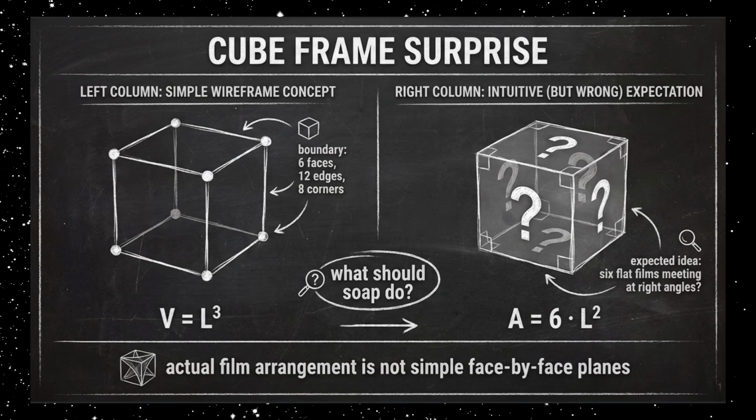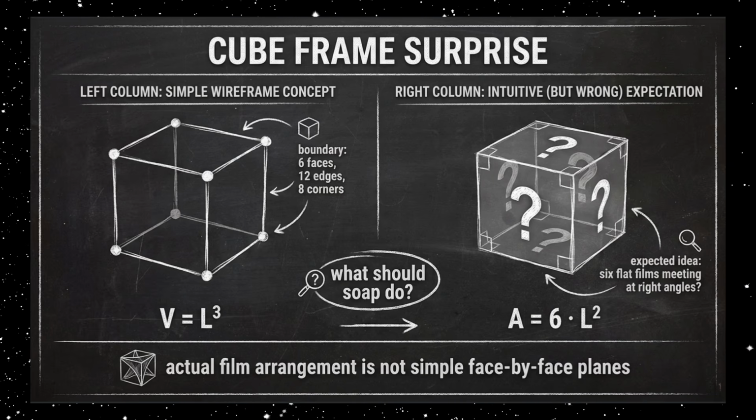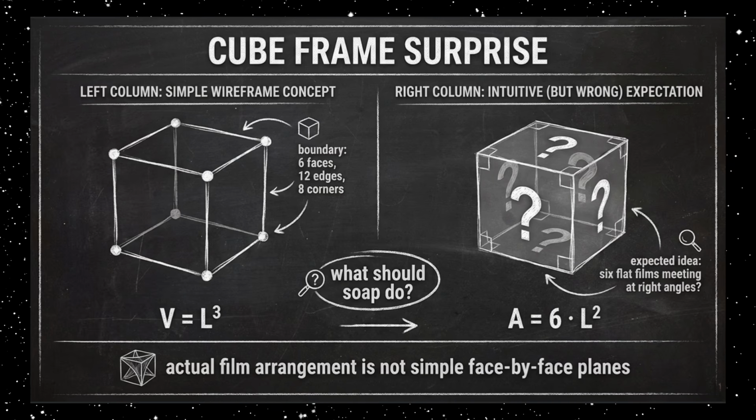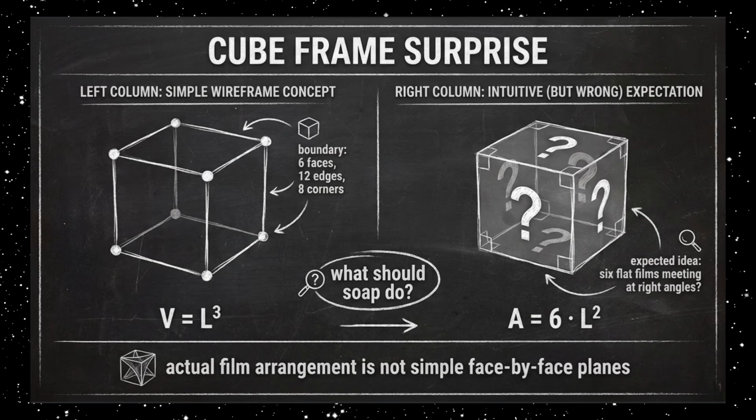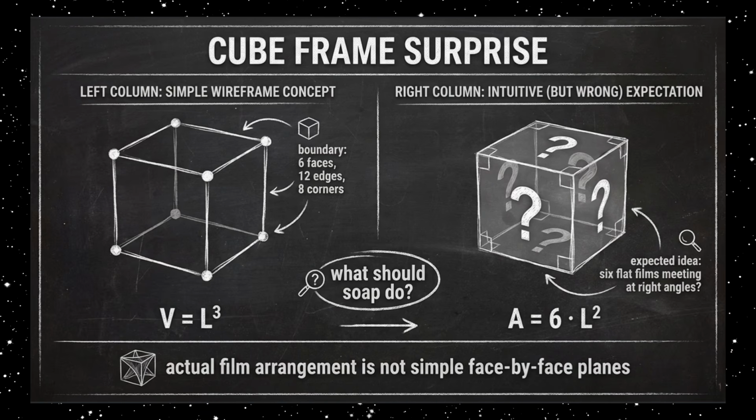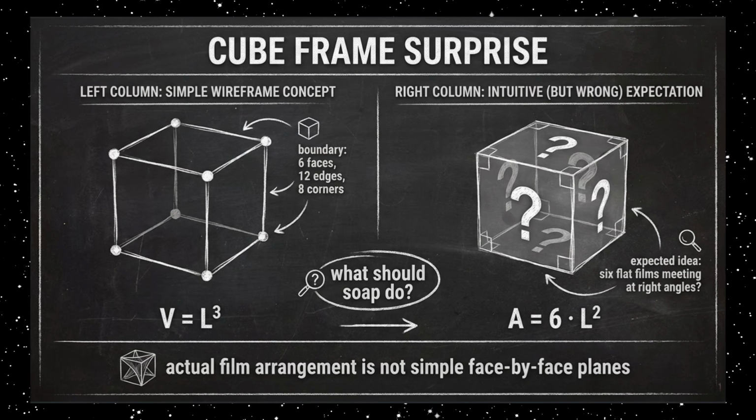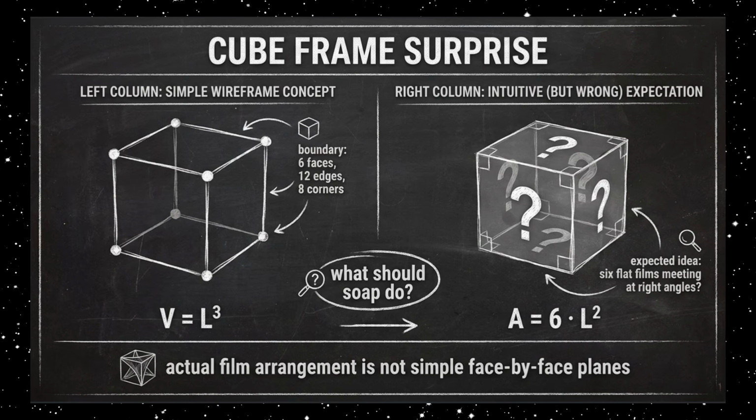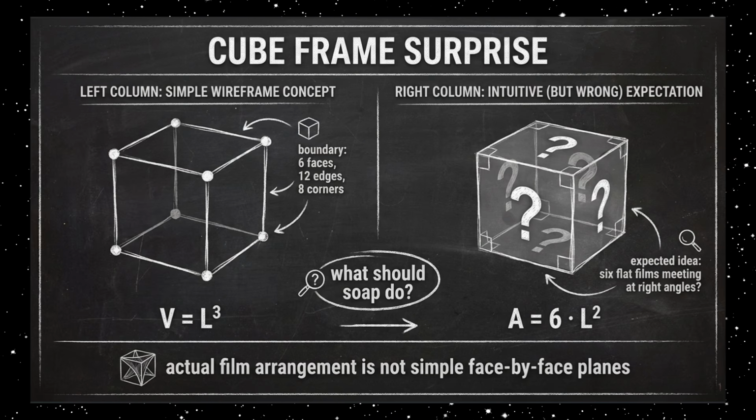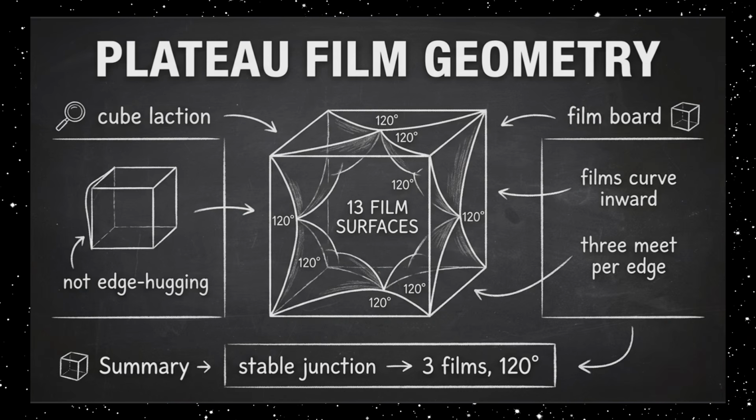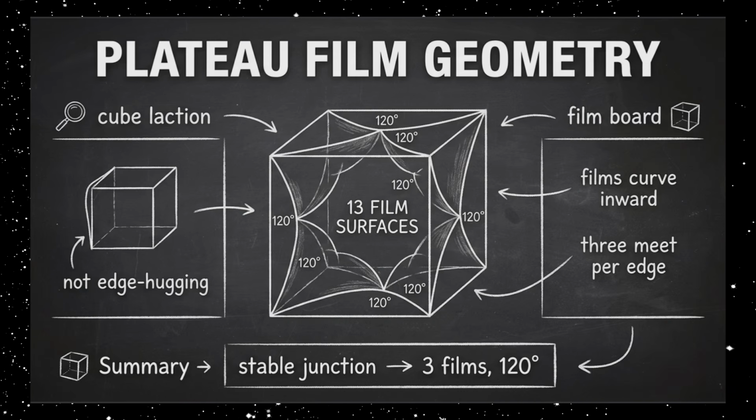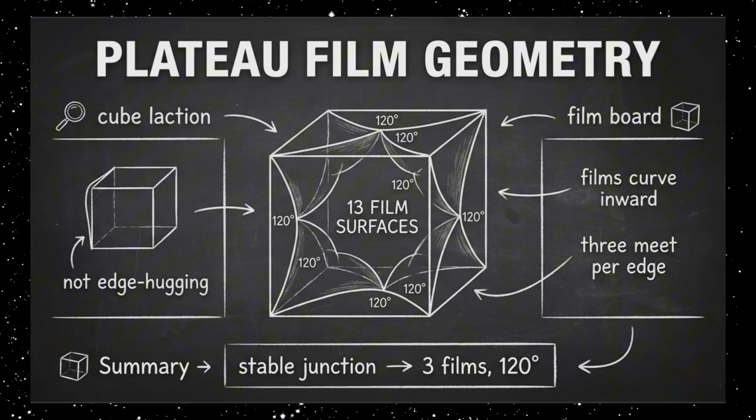This is the remarkable part. Let me show you what I mean. Take a wire frame in the shape of a cube. 6 faces, 12 edges, 8 corners. Dip it in soap. Pull it out. You might expect 6 flat films, 1 for each face of the cube, meeting at right angles along the edges. That's the symmetrical, obvious configuration. But that's not what you get.